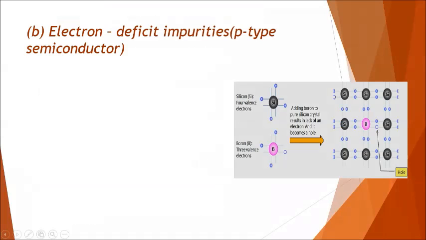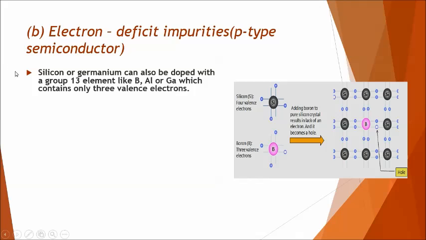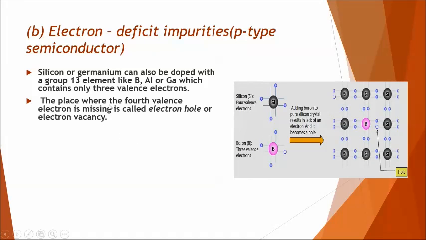The second type of semiconductor is the P-type semiconductor, or we can call it the electron-deficit impurity type. That means electrons are fewer here. Silicon or germanium, which we take as a semiconductor, can also be doped with a group 13 element like boron, aluminium or gallium, which contains only 3 valence electrons. The place where the 4th electron is missing is called the electron hole or the electron vacancy.